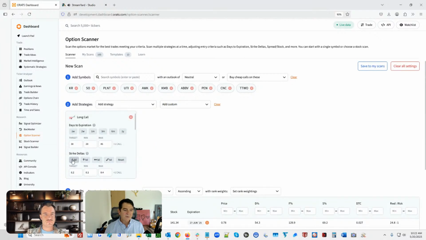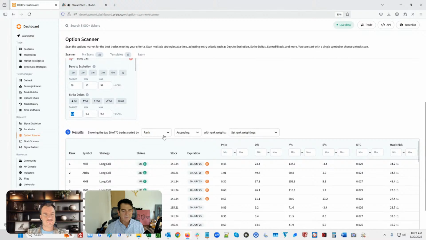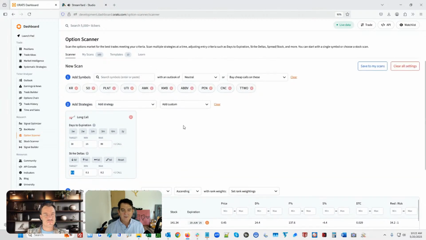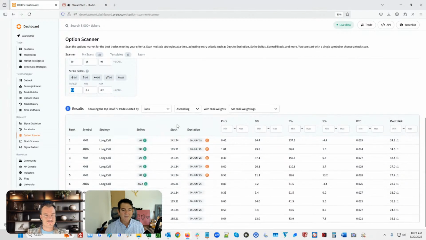We'll buy cheap calls, so we'll buy it with the delta that's lower. Tighten it up and lower it again. So these would be pretty far out of the money, and I could widen this out to like 15 to 99, and get some pretty good stocks. So let's start looking at these.